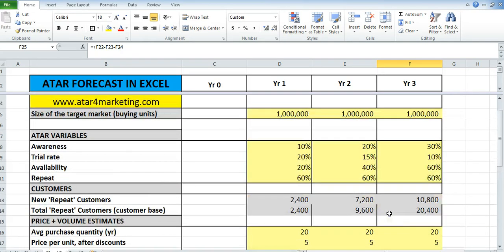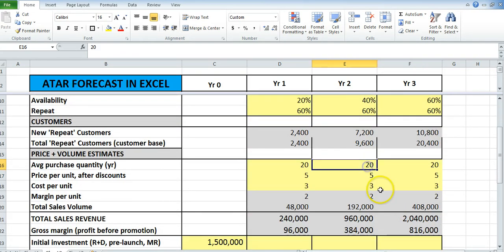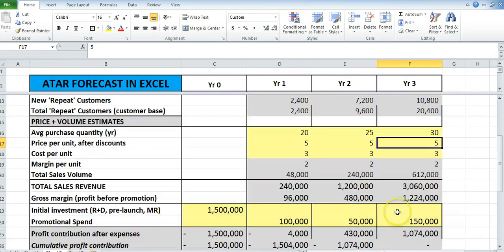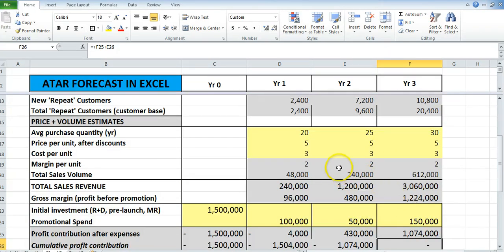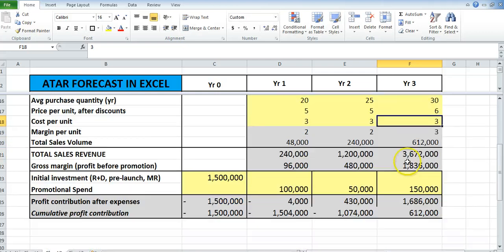So I would need to look at my assumptions. And like I said, maybe I could have some sort of program in place to try and increase quantities per customer. And you can see by doing that, by year three, I'm actually at break even, magically, and perhaps I could start edging up the price as well. So by that year, I'm making a lot of money. I'm making $1.8 million.